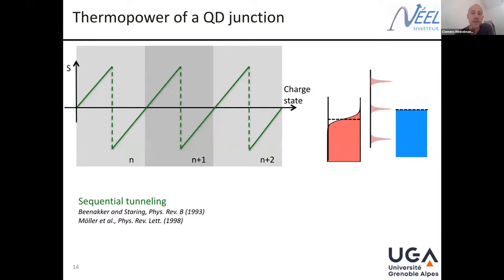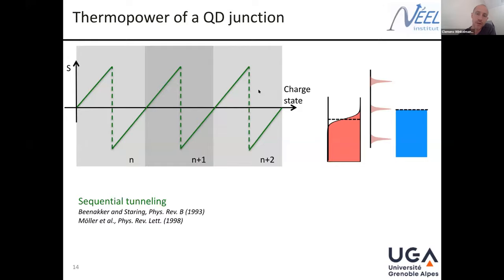Okay, just a few reminders about what you expect from thermal power in a quantum dot junction. Basically, as we said before, you have to apply a voltage. If you have a cold side and a hot side, the cold side is somewhat obliged to follow the dot level as I drag it up and down by the gate voltage, to keep zero current flowing between the two leads. This leads to this sawtooth pattern, where you have a linear relation of the Seebeck coefficient on the average carrier number, and then it switches back at the next charge state.